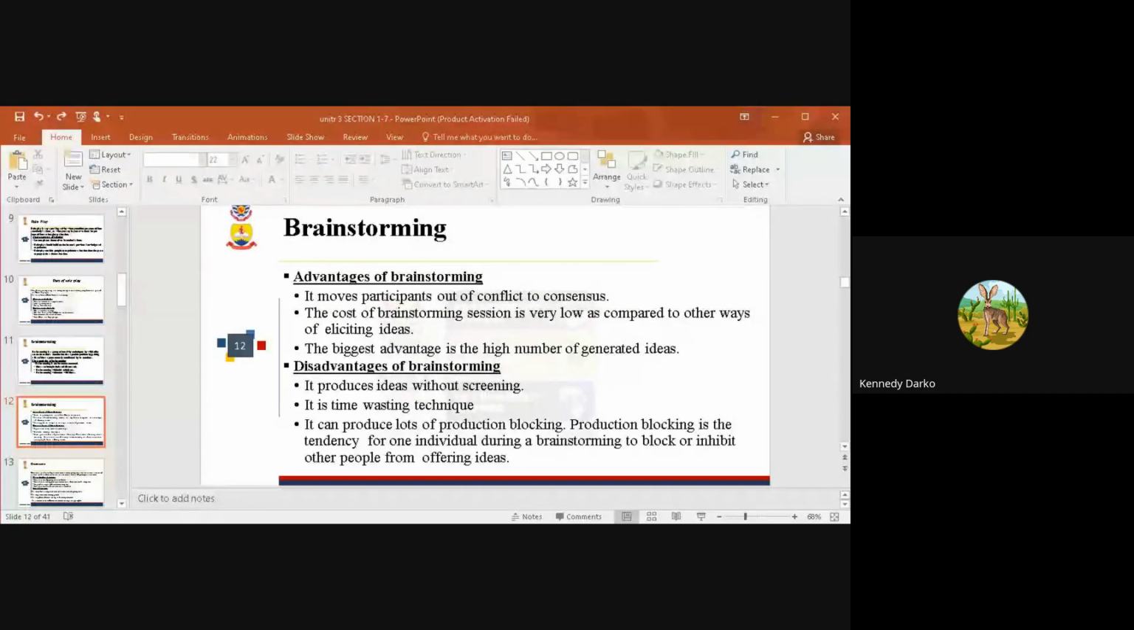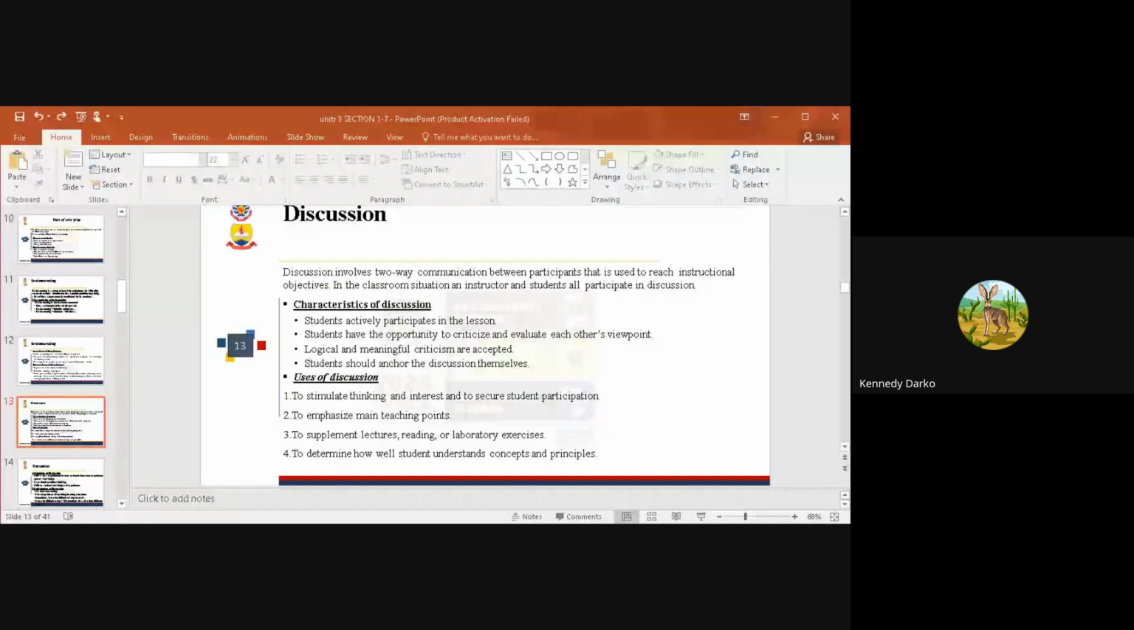So when we are doing brainstorming, we are using this method. Let's kindly guide the student well so that one person will not take charge of the whole thing. Discussion. Now, discussion involves two-way communication between participants that is used to reach instructional objectives. In a classroom situation, an instructor and a student all participate in a discussion. So me, the teacher, and you, the student, we are all doing discussion. So it's give and take. What I bring, you bring, we all share ideas and move on.